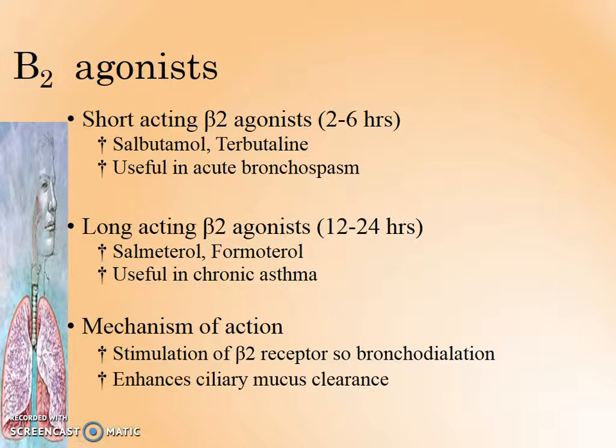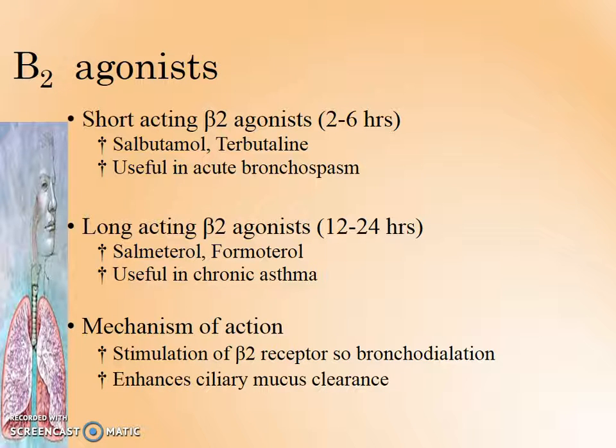The main drugs are the bronchodilators, that is beta-2 agonists. Now these drugs can be used to get rid of the bronchoconstriction which has been caused because of a huge cycle of inflammation and allergy. So these beta-2 agonists come in two types, short-acting and long-acting. Short-acting will be for 2 to 6 hours and can be used in acute bronchospasm, while long-acting have 12 to 24 hours of action and they can be used in chronic asthma.